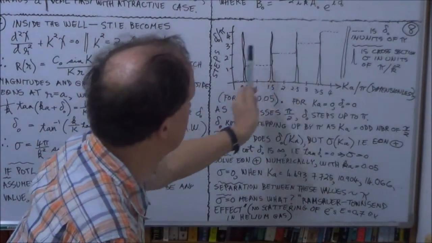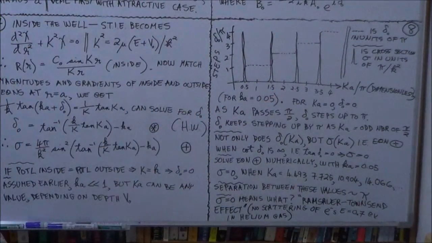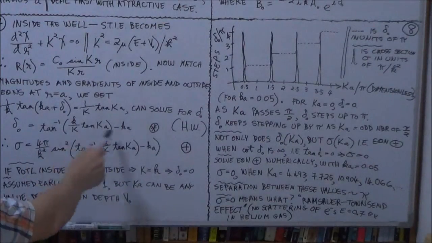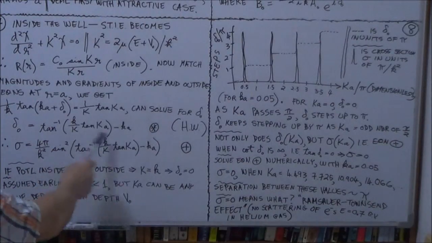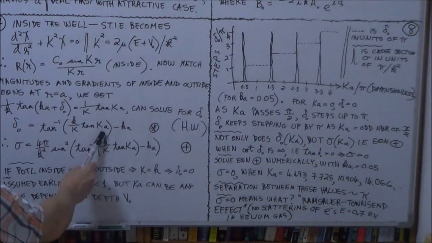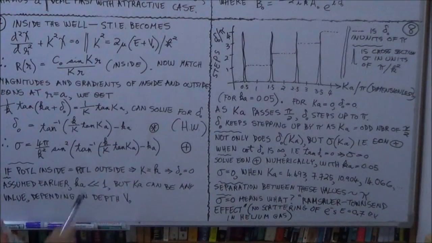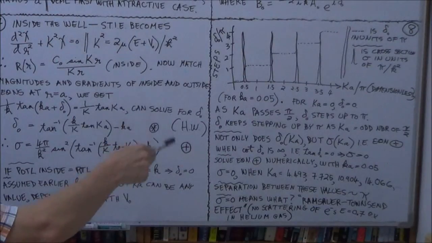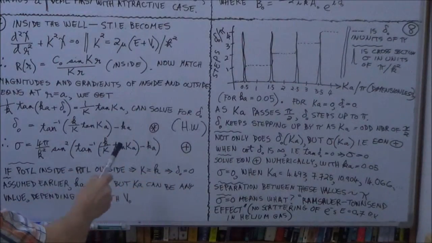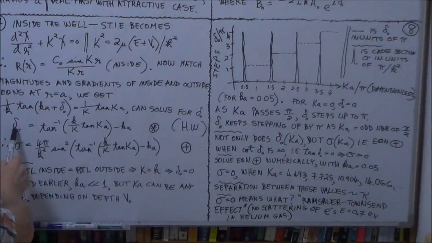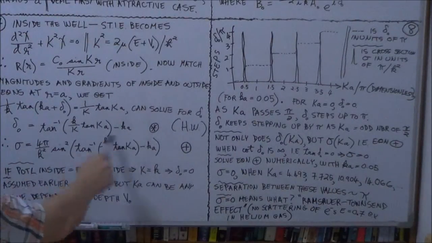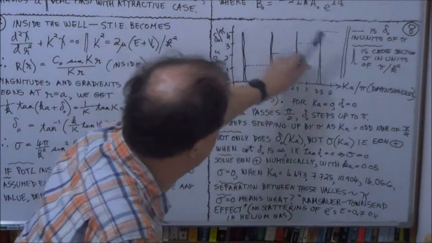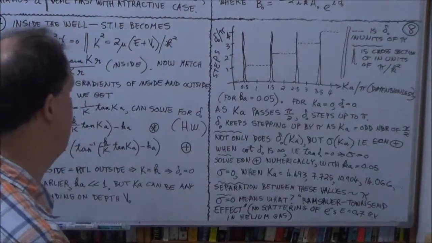It just stays at that value until Ka increases by a certain amount, then jumps again, and so on. And this graph comes from this equation, which you can solve numerically. As Ka keeps increasing and goes over an odd integer number of pi over 2, your delta will jump. So you take this formula and put it in graphical form, and you'll get this.